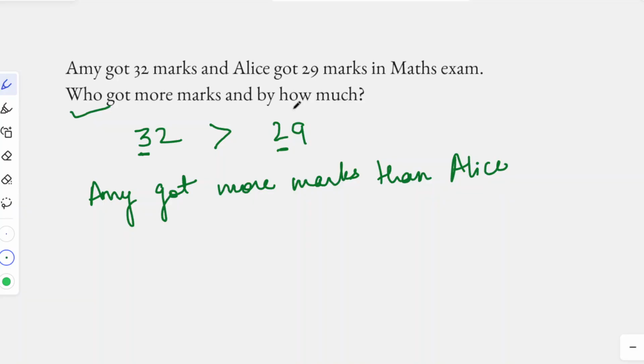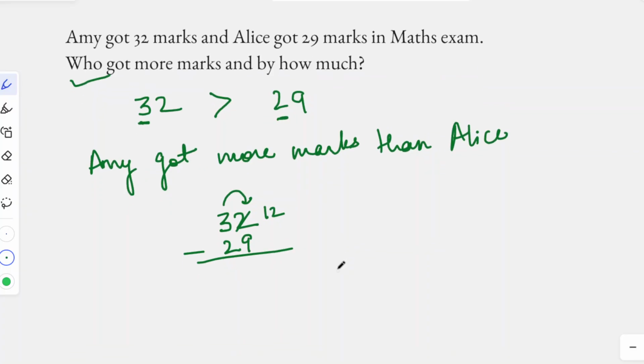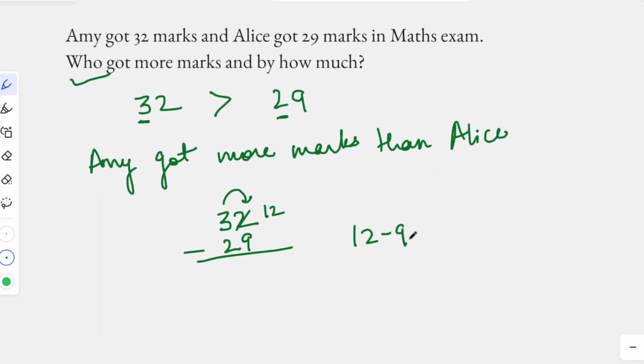Now by how much? So what was the difference? That we will get to know by subtracting these two numbers. So we'll do vertical subtraction. 2 minus 9, not possible. Borrowing will be done. So instead of 2, it becomes 12. We do 12 minus 9. It gives us 3. So we will write here 3. And 3 will be reduced to 2 because it gave away, right? Now 2 minus 2, we get 0.